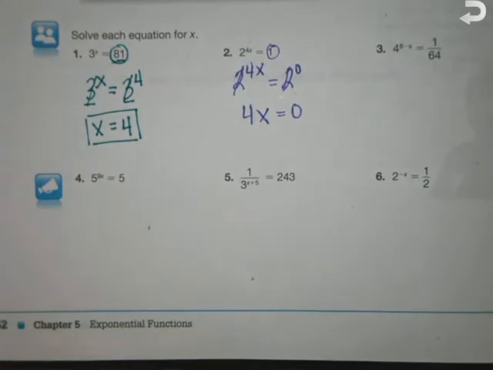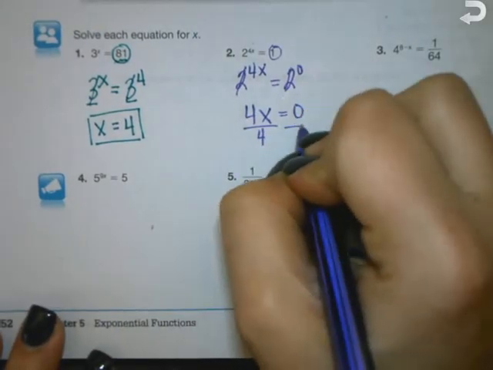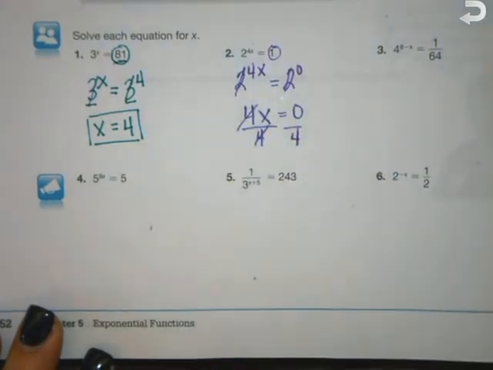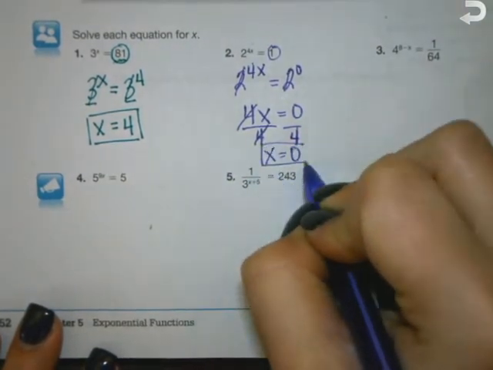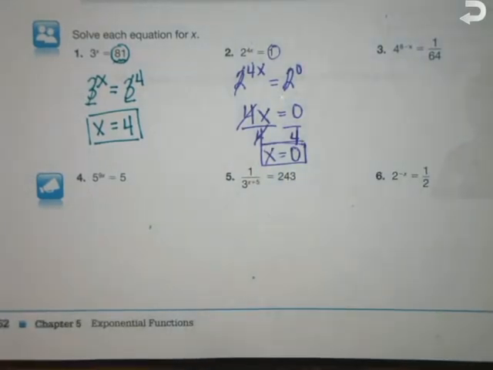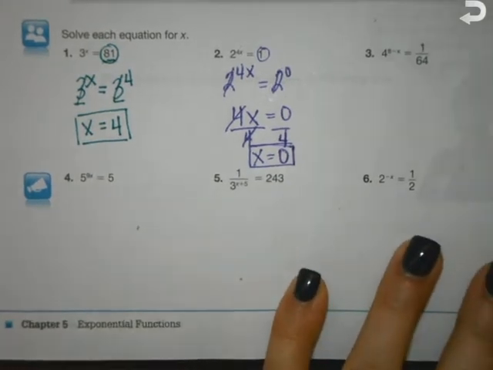So how would I solve for x in this case, guys? What would you do next? 4x equals 0. Divide by 4. And 0 divided by 4 gives me 0. So x equals 0. Okay. Any questions so far?